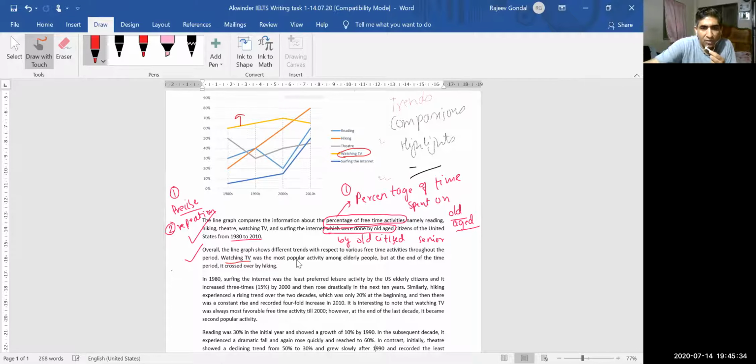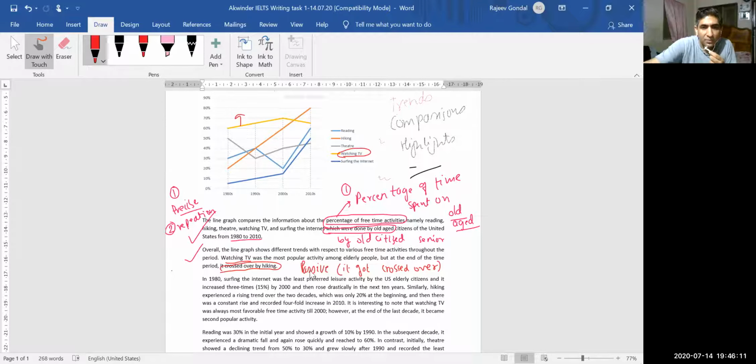Watching TV was the most popular activity among elderly people, but by the end of the time period, it crossed over by hiking. Now you see there is something called passive voice. Study this passive voice very carefully. "It crossed over" sounds as if there is someone deciding it. So you have to say it got crossed over. It got crossed over, not it crossed over. It got crossed over by hiking.